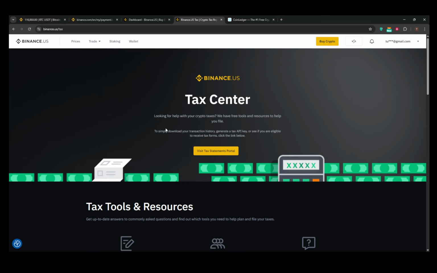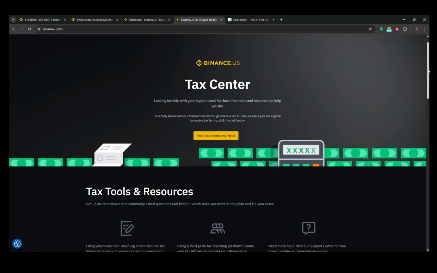Next, let's delve into tax forms. If you earn $600 or more from staking or referral rewards, Binance US will issue you Form 1099-MISC. This form is essential and needs to be included when you are preparing your taxes, so ensure you have it handy.